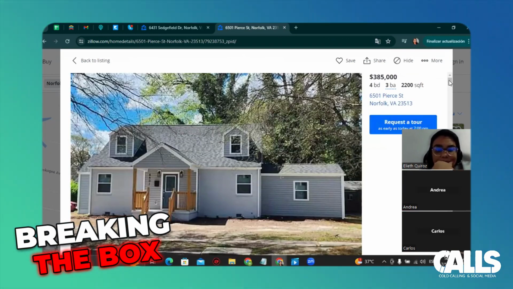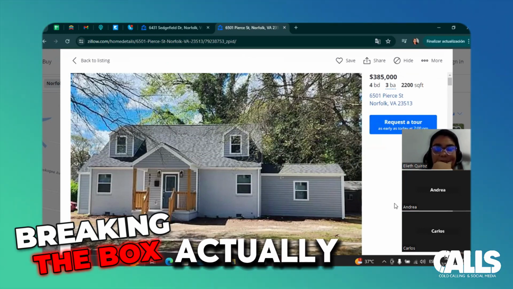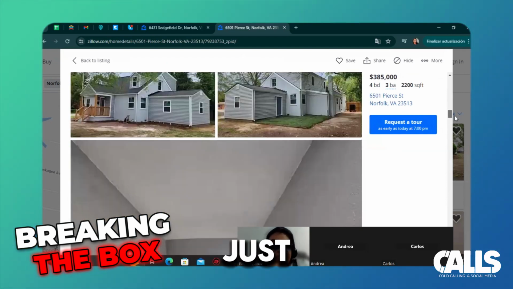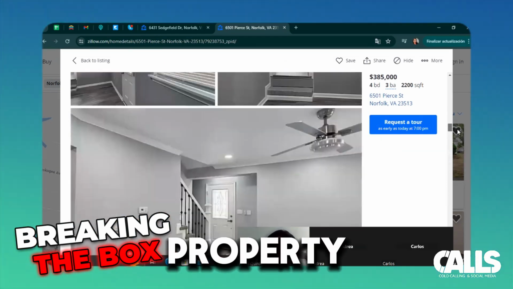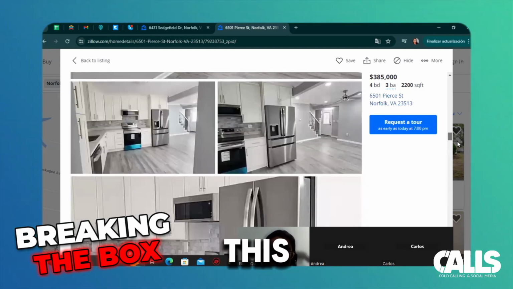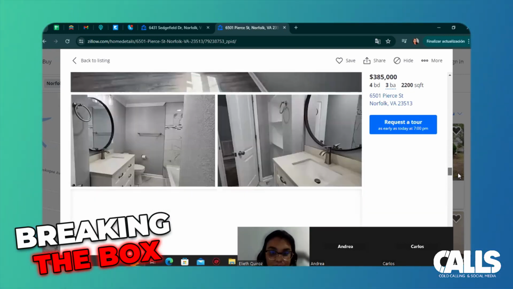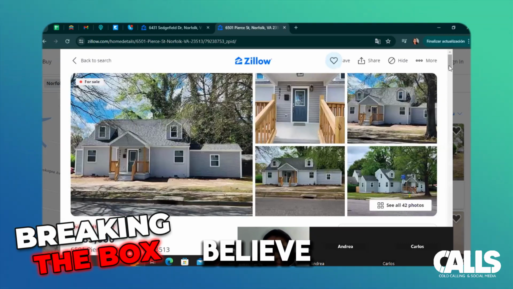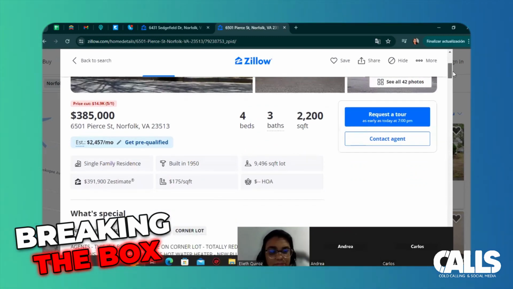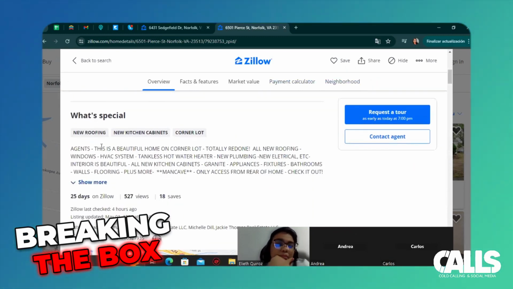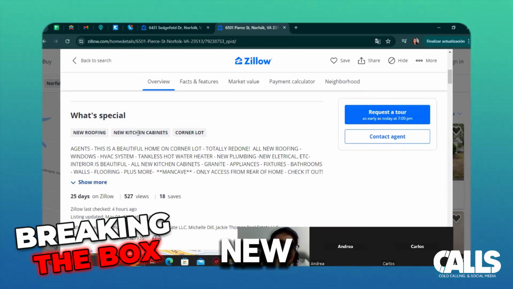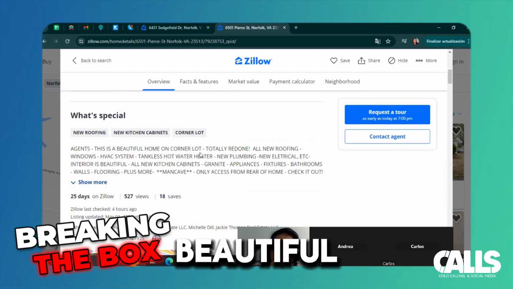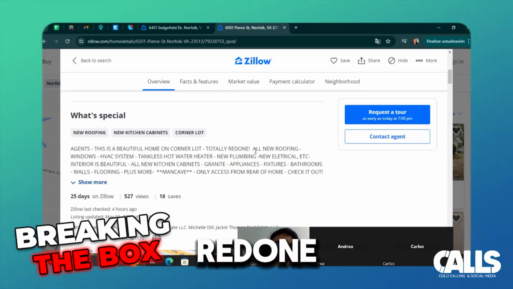Yes, that's what I mean, it looks very modern. Actually, this looks like a brand new property. Yeah, look at this. I believe this is a new construction. New roofing, new kitchen, new corner lot. This beautiful home, one corner lot, totally redone.